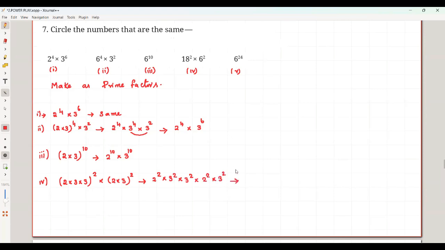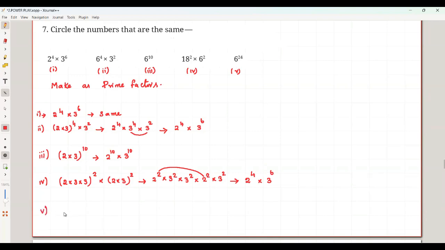They're having the same base, keep the same base and add. These two I can just compare, both are having the same base. So 2 power 2 plus 2 is 2 power 4, into here 3 to the power 2 plus 2 plus 2 is 3 power 6. And this is the same, right? First, second and fourth, it's giving the same. I'll go with the fifth one.